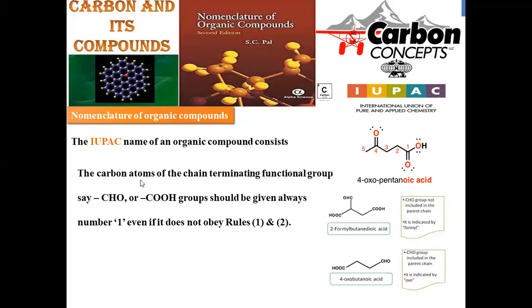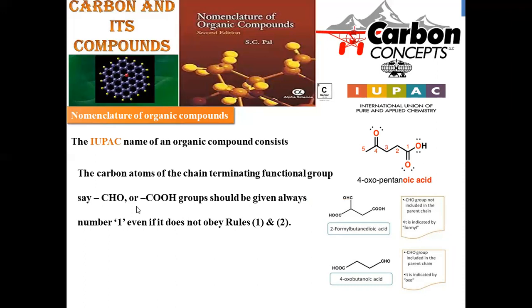And next is about chain-end functional groups like aldehyde and carboxylic acids, when present in the given compound. Obviously, that carbon should be assigned number 1. Wherever it is located, that carbon should be assigned number 1, irrespective of its position. So you may go with the right hand side.